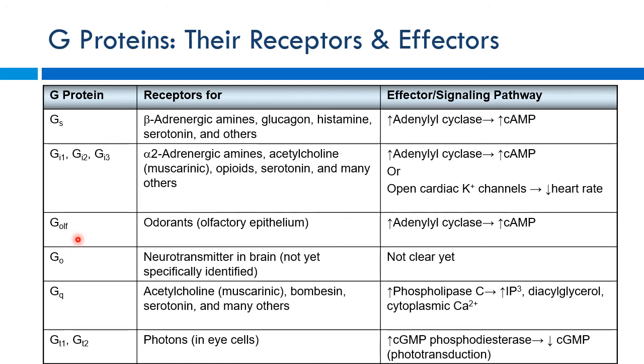You have G olfactory proteins that are going to be good for odorants, things that you're going to be detecting from the sense of smell. Neurotransmitters, acetylcholine, all these different varieties. But again, they all function very similarly to one another. Okay, they all have that receptor molecule that is going to bind to that protein that causes that GTP to be formed, causing the activation of the G protein complex.